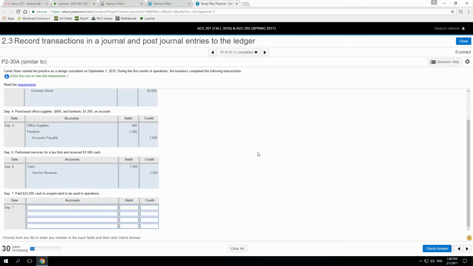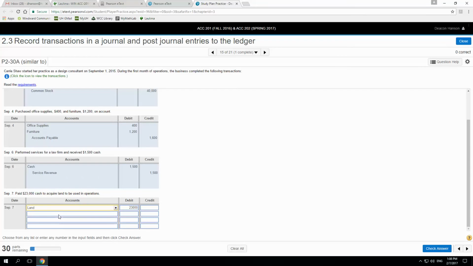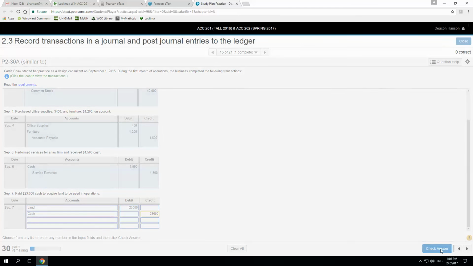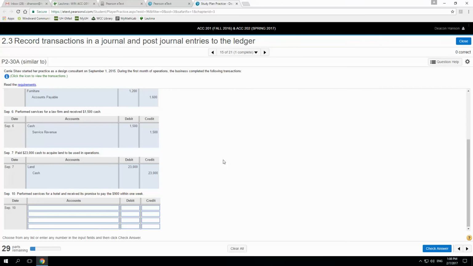Okay. Now, on September 7th, paid 23,000 cash to acquire land to be used in operations. Now we have $23,000 more worth of land. So the asset called land is going to increase by 23,000, and the asset cash is going to decrease because that's cash leaving the company. They spent the cash to buy the land. So it's very, very logical the way this thing works. It's really a black and white thing.